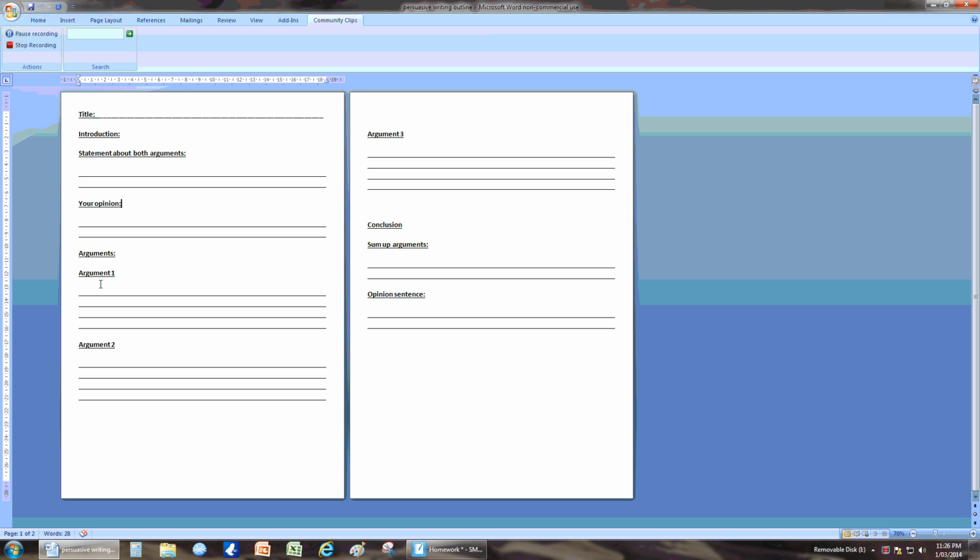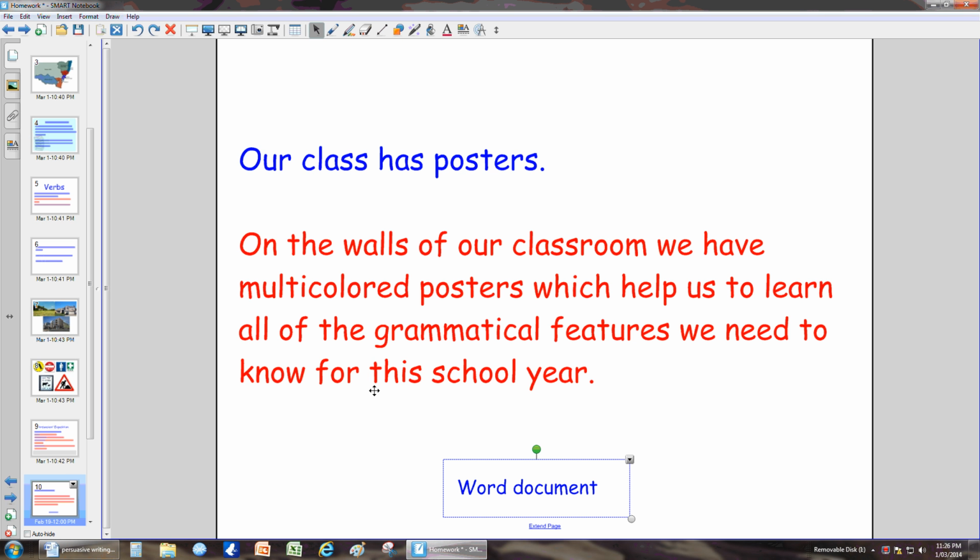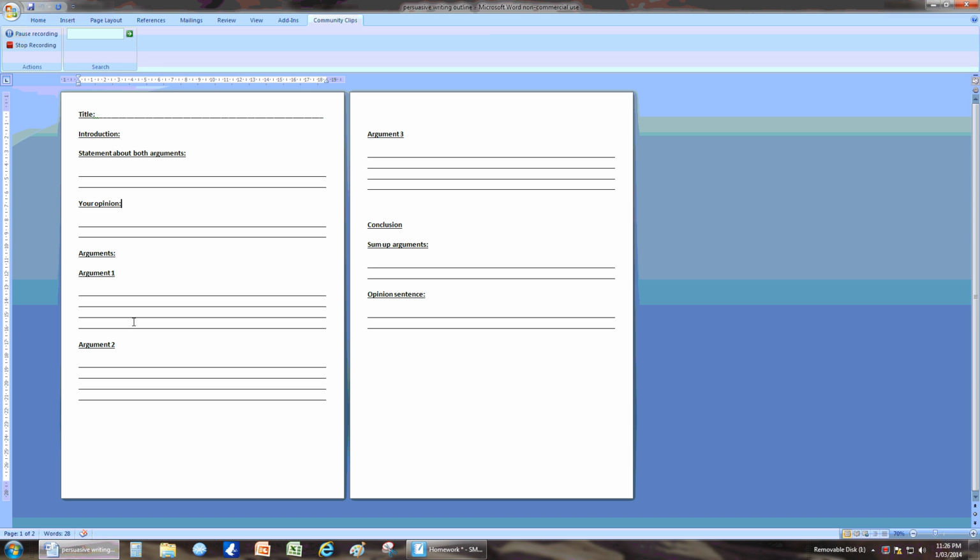Then we come to our arguments, and we need at least 3 good, detailed arguments. And remember, this is where we're hopefully using long, complex sentences that are detailed and descriptive. So you need 1, 2, 3 arguments, and you're trying to persuade me. I'm going to be reading it, and you've got to persuade me to come over to your side. Then we get to our conclusion.